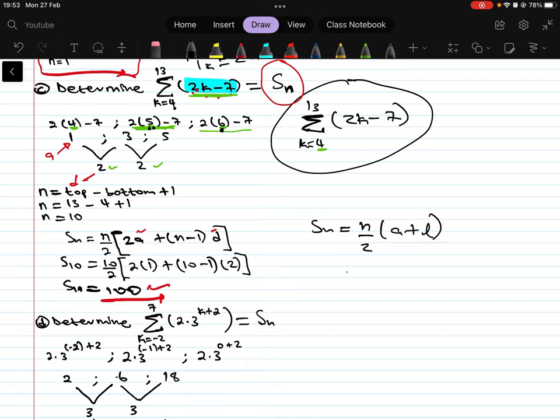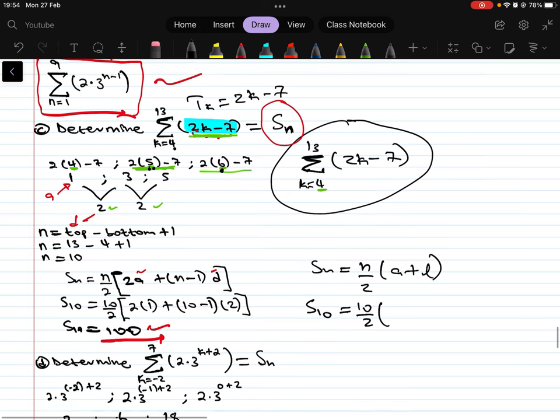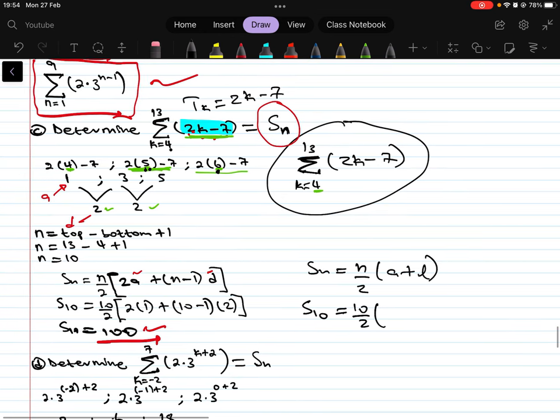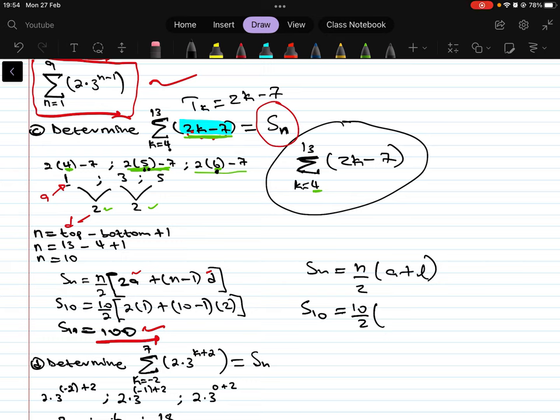So what is our a? What is our n? Sum of the first 10 terms. So basically here you're going to substitute n equals 10 over 2. The first term, a, is going to be 1. The last term, we need to substitute 13 to get it. That's just a lot of admin, so that's pretty much the reason why I didn't use this one. But you can get the last term by saying 2 times 13 minus 7.